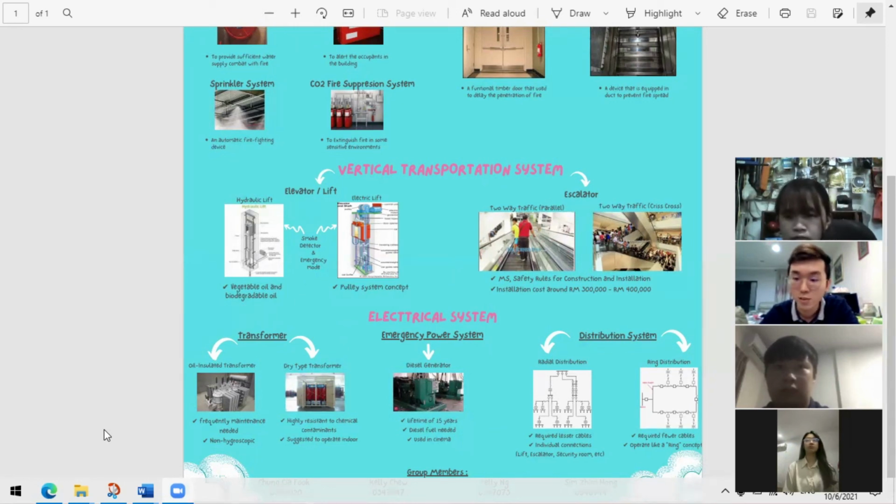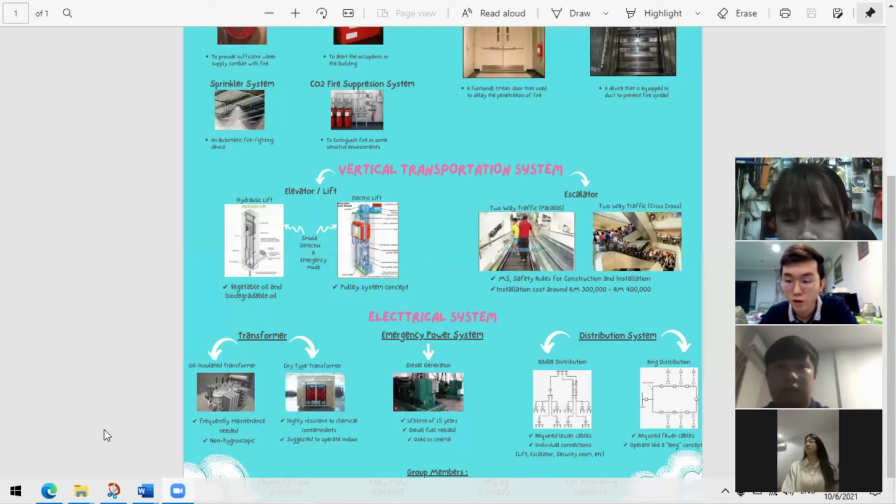And then next is about the distribution system. There are two types of distribution system, which are radial distribution and ring distribution. The radial distribution requires fewer cables, with individual connections to certain areas or floors, for example the lift, escalator, security room, and etc. So next is about the ring distribution.